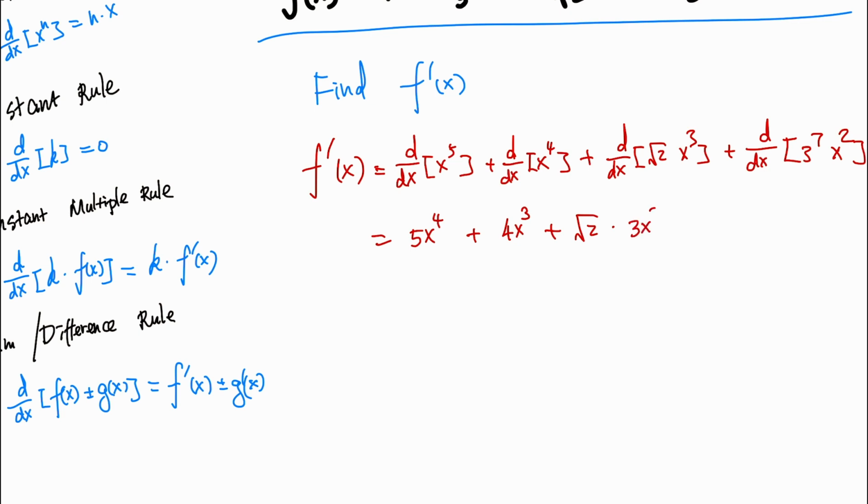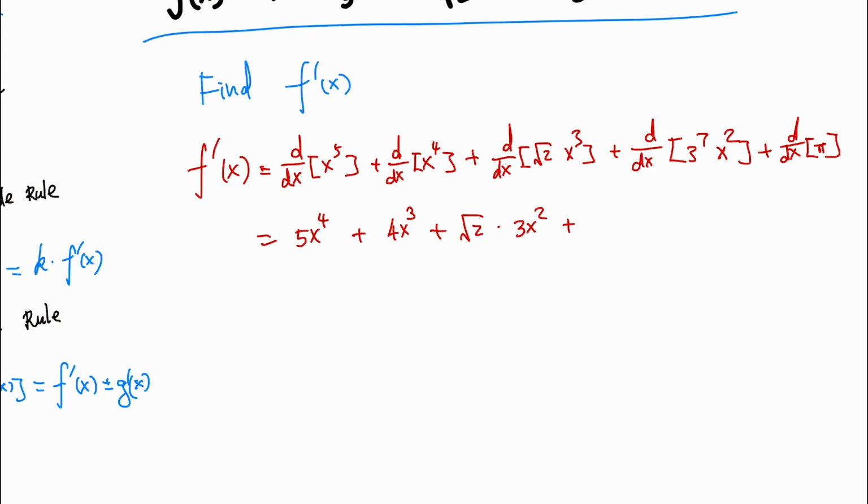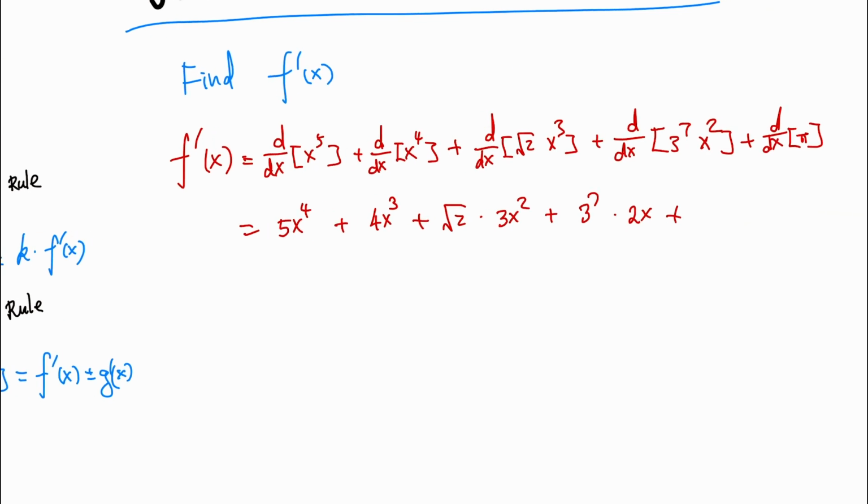So that's just 3x squared plus this 3 to the 7th. Just like I said, it's still a constant multiple, so we can just write it out, 3 to the 7th. We don't need to do any manipulation. This is not the power rule, alright? And that's just times 2x using the power rule. Then the other part is the power rule, because the other part does contain x. So that would be this term, and the last term is pi. Don't get shocked if it's an irrational number. It is still equal to 0 by our constant rule, so it's still 0.